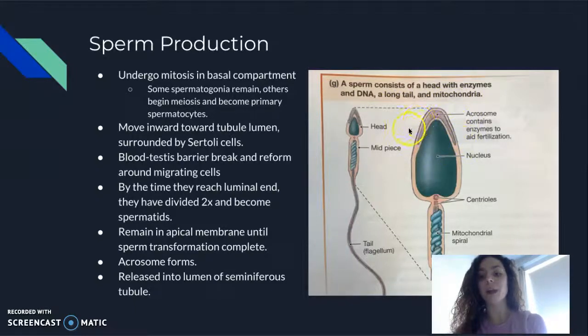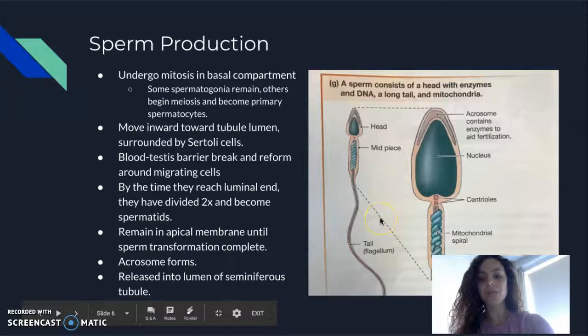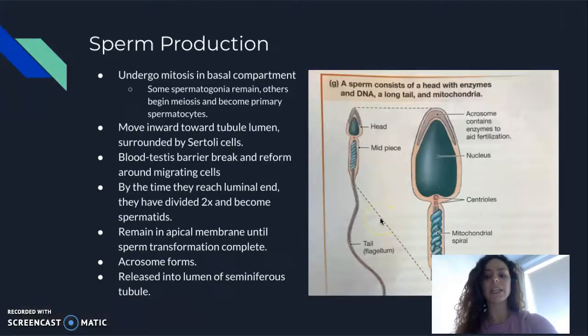So we can see over on the right, this is a picture of a sperm, and we can see that acrosome cap right here. And mitochondria, which produce energy for sperm movement, concentrate in the mid piece of the sperm body, along with microtubules that extend into the tail. So once again in this picture we can see that mid piece and the tail right here, otherwise also known as the flagellum.